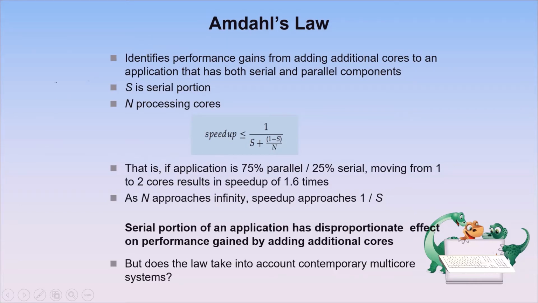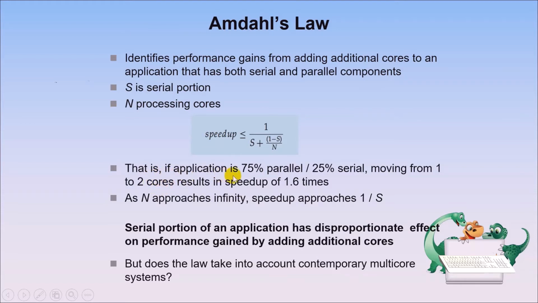Next would be Amdahl's Law. What is Amdahl's Law? It identifies performance gains from adding additional cores to an application that has both serial and parallel components. S is the serial portion and N is the number of processing cores. This would compute the speedup of the performance.